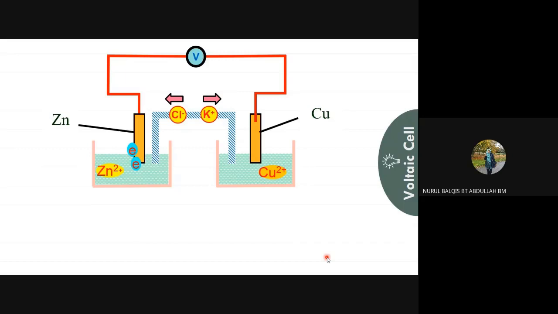Okay, cell notation is written from anode to cathode. So, who is your anode now? Zinc or copper? The side that will become the anode is the one that undergoes oxidation. Oxidation is anode, reduction is cathode. Always. Electrolytic cell is the same. Oxidation is always anode, reduction is always cathode. Who is going to be your anode? Zinc. So, we will start with zinc.